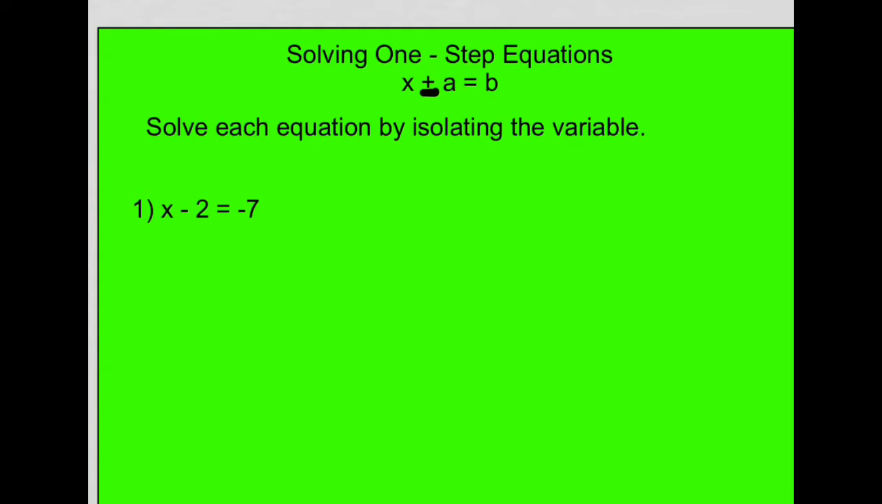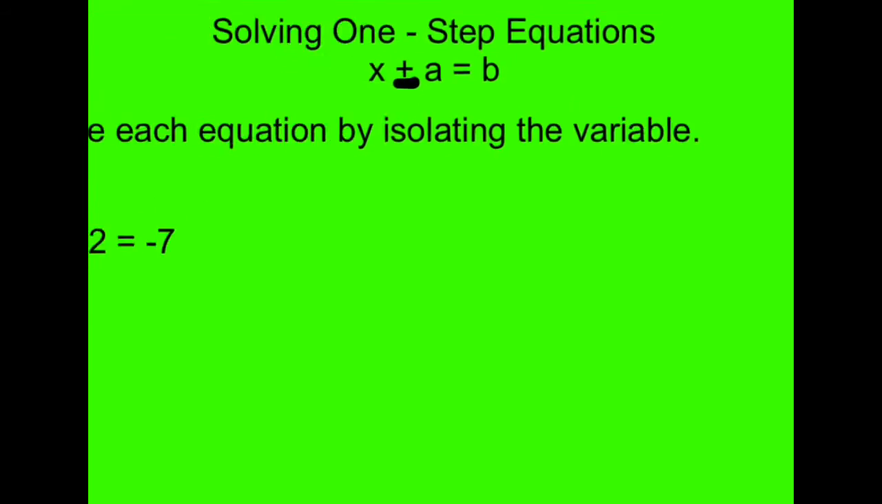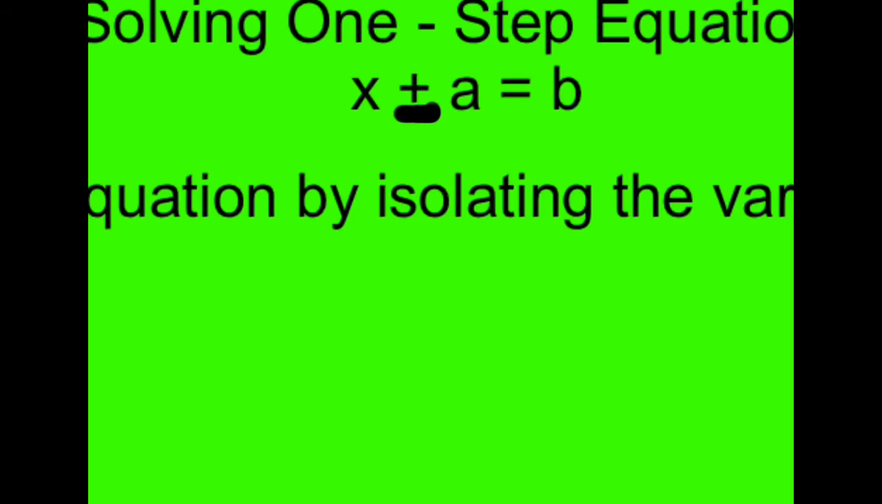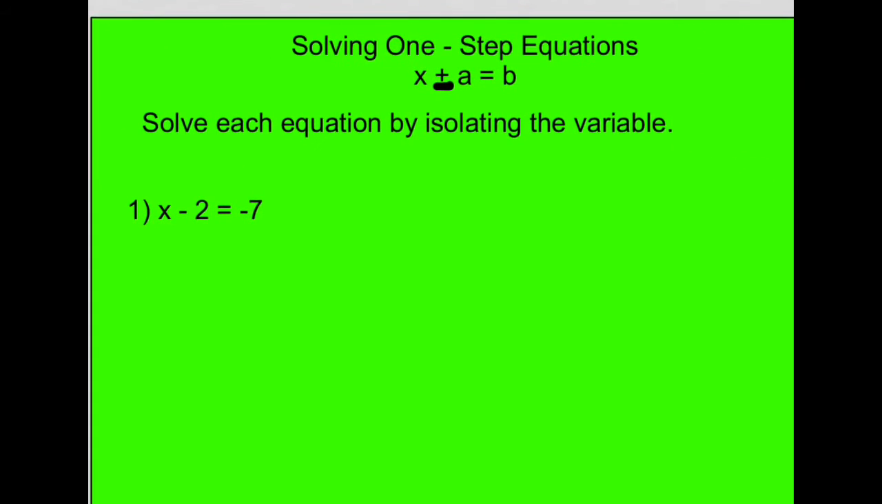What this first slide says is that we're going to solve equations in the form x plus or minus a equals b. What that means is we're going to solve equations that have some variable x plus or minus some number equals another number. And we're going to do that by what's called isolating the variable. Isolating means make the variable, the letter x, by itself, and that will help you solve the equation.